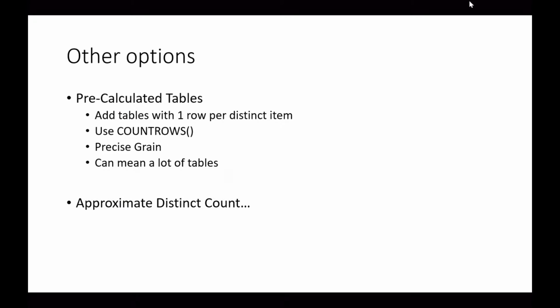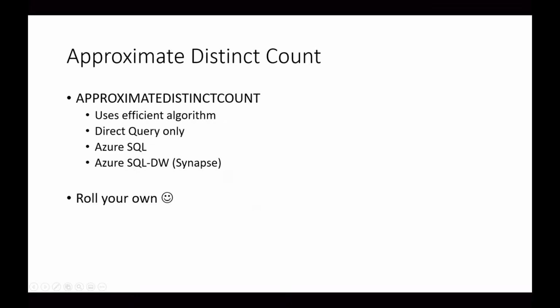Approximate distinct count we mentioned earlier. So there's a couple of ways you can do this. There is an approximate distinct count function inside DAX. However, what's really important to know is that it only works with DirectQuery. The DAX engine itself has no native concept of approximate distinct count. All it does is push it out to a data source that supports it. And I believe that still is only Azure SQL DB and Azure SQL DW, or what you might call Synapse. So if you spin up a box, Azure SQL DB or Azure SQL DW, and just write some T-SQL, there is a function there called approximate distinct count.